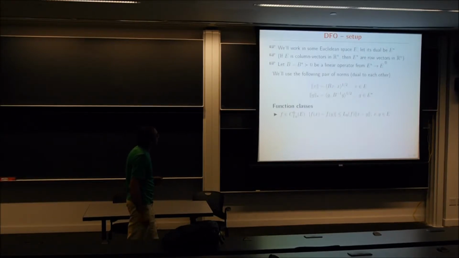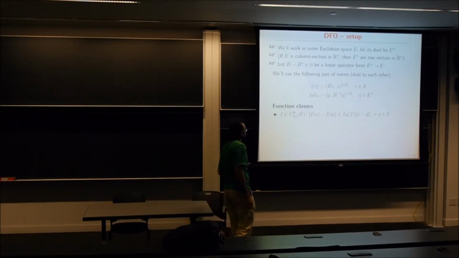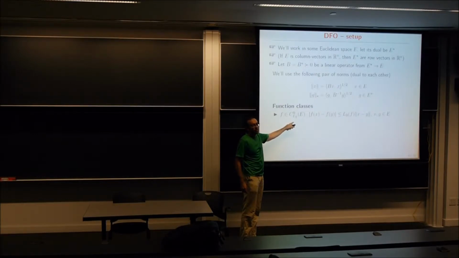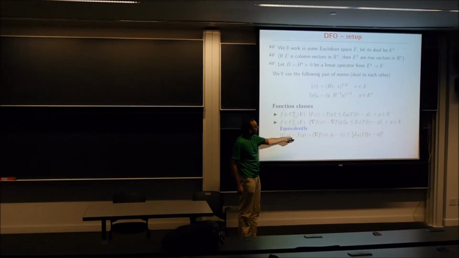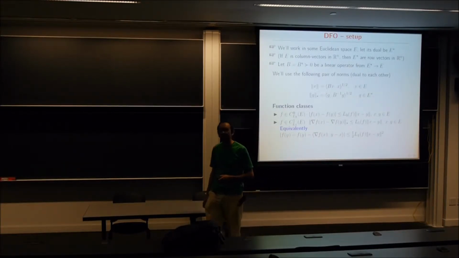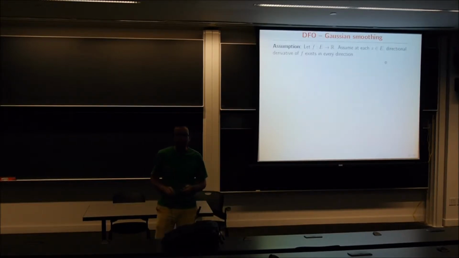So we've met our function classes. The function classes of interest today are: f is C0 Lipschitz, so f need not be differentiable, but it has a Lipschitz constant L0. Or f is once differentiable with C^{1}_{L1}, and that's what it satisfies. And we've already proved, or equivalently you can show, the descent lemma. So that's the setup.